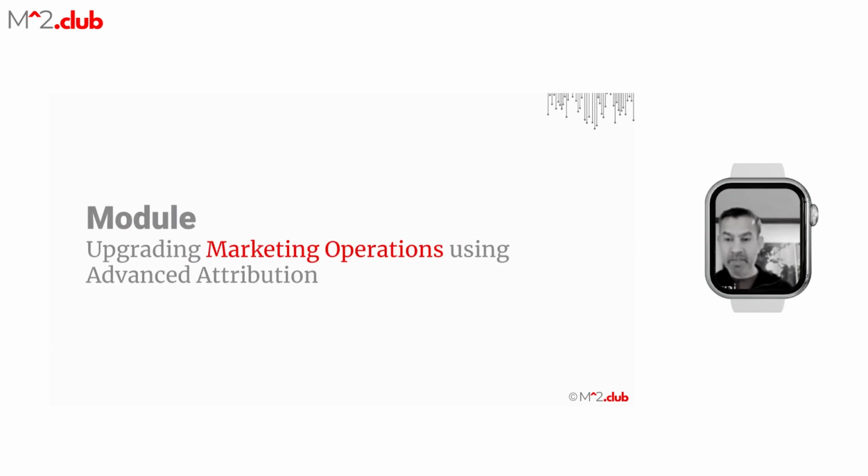So today's session is about upgrading marketing operations, the day-to-day marketing operations using advanced attribution. How do you deploy advanced attribution in your organization to support planning, optimization, forecasting, reporting, and just overall be the glue for marketing operations? How do we do that in a way that's consistent and even across the entire organization? That's the topic for class today.